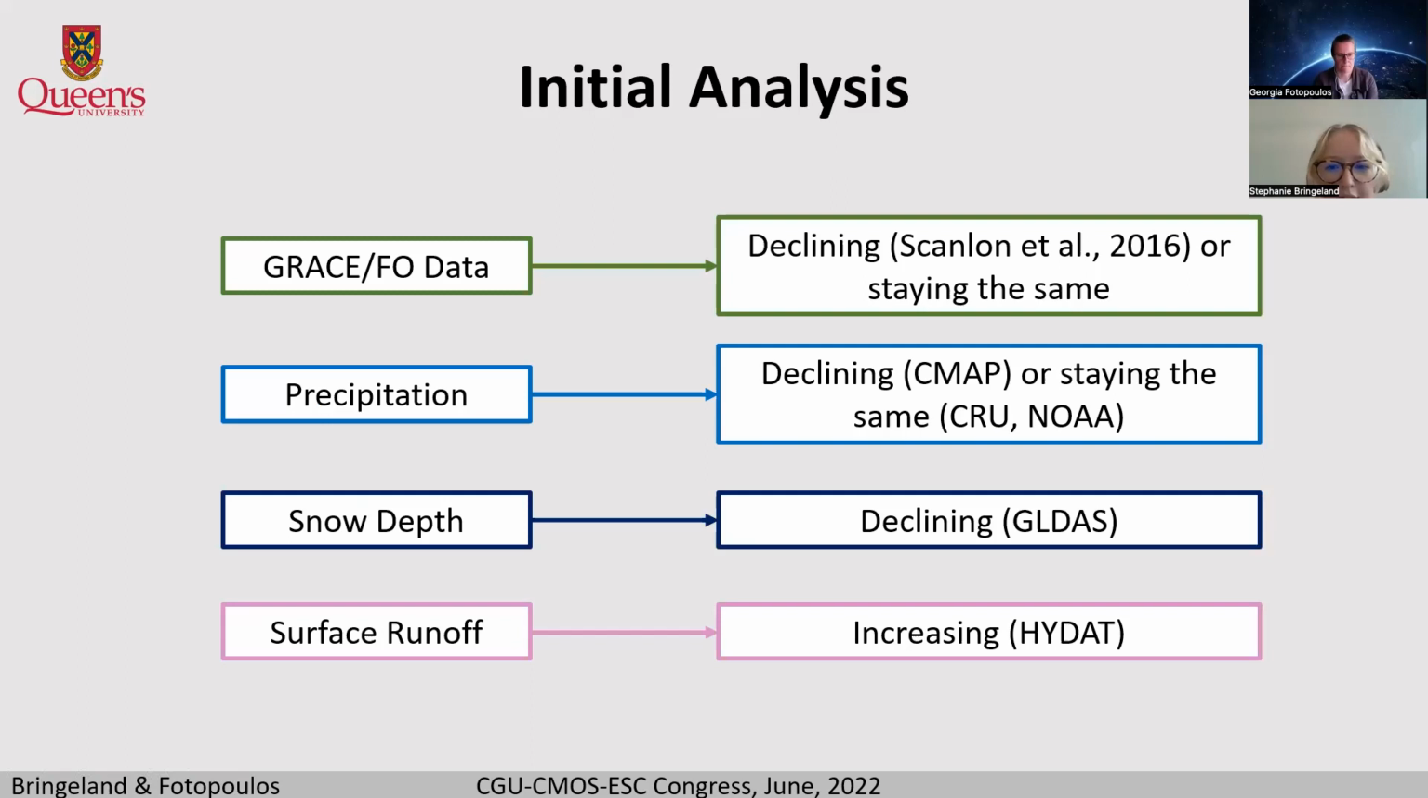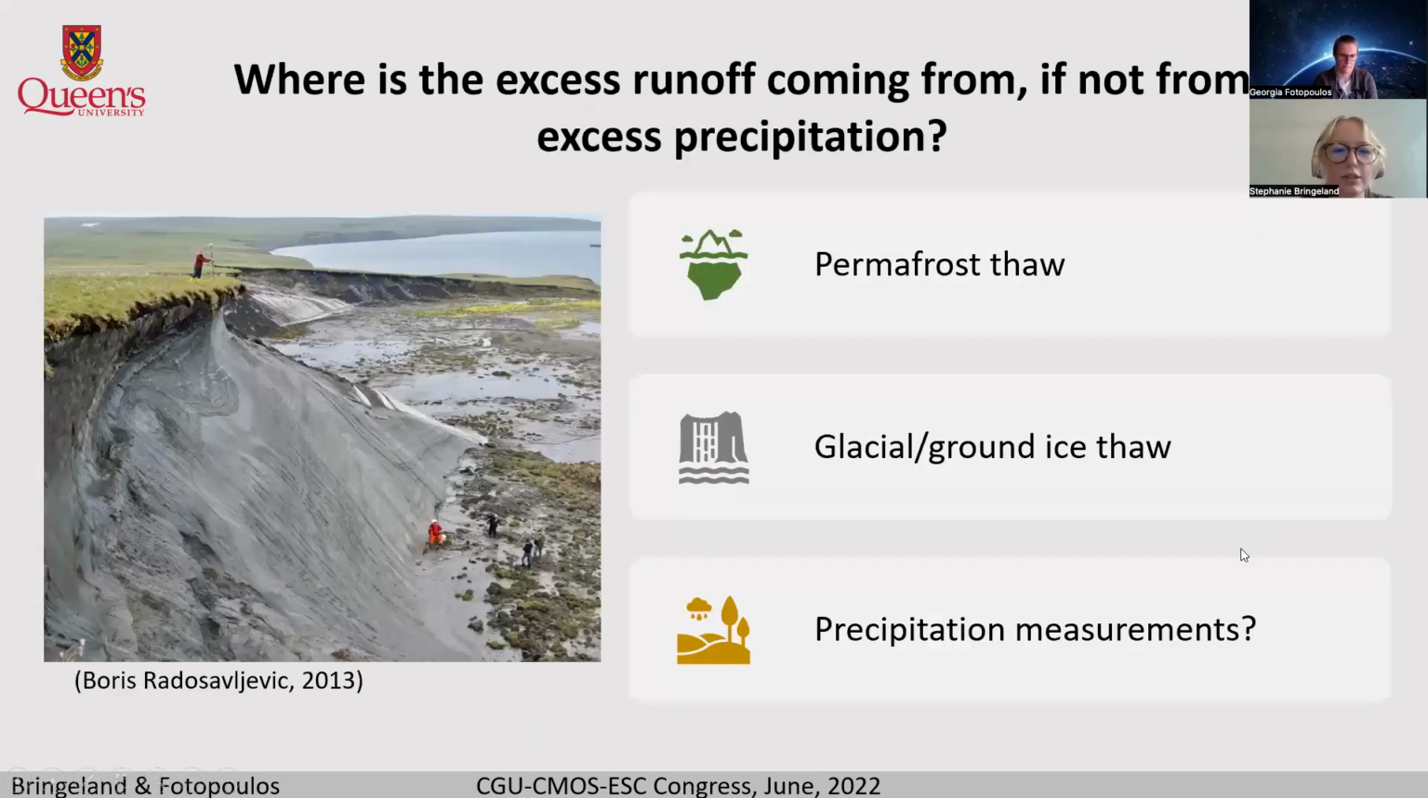So initially, for the first 3 parameters here, we see either a decline or staying about the same. A study from Scanlon et al. 2016 found a declining trend in the Mackenzie River Basin from, I think, the JPL and the CSR data as well. But our surface runoff is increasing. That leads us to a few questions. The first: where is this excess runoff coming from, if not from a corresponding excess of precipitation?